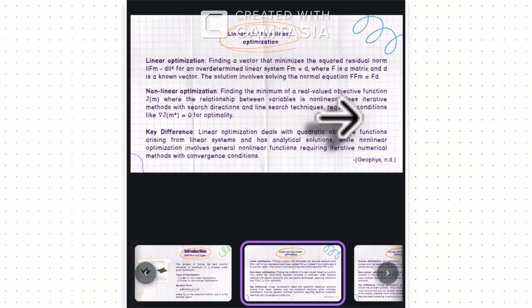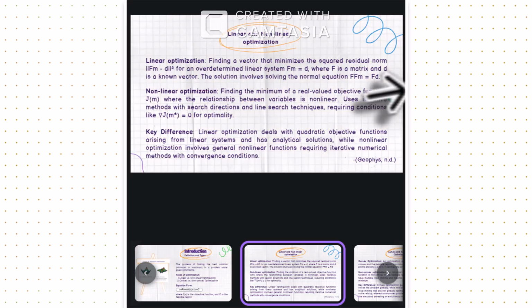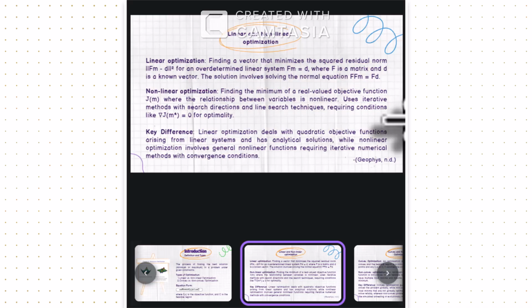The goal is still to minimize or maximize a function, but the process is far more complex. Suppose we have an objective function J(m). We want to find a value of m that minimizes J(m). Because the function is nonlinear, we cannot directly solve it with a neat formula like in the linear case. Instead, we use iterative methods, approaches that improve the solution step by step. This typically involves choosing a search direction, like steepest descent or Newton's direction, performing a line search along the direction to find how far to move, and repeating the process until convergence is achieved.